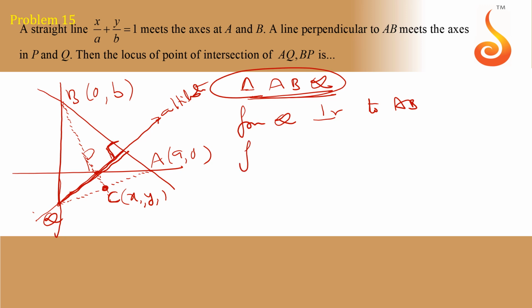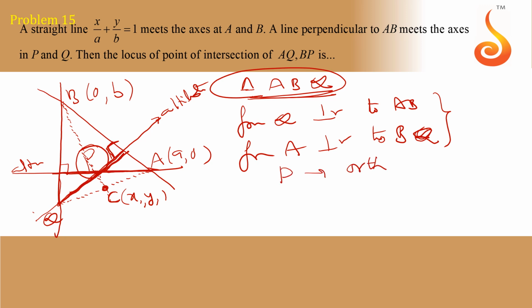Then from A, perpendicular to BQ. Actually, from A perpendicular to BQ, the coordinate axes are there. This BQ is nothing but the y-axis. From A, this altitude is nothing but the x-axis. Then can I say this is one altitude, this is one altitude, so that point P must be the orthocenter of triangle ABQ.